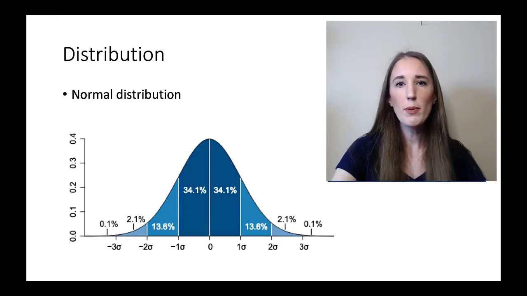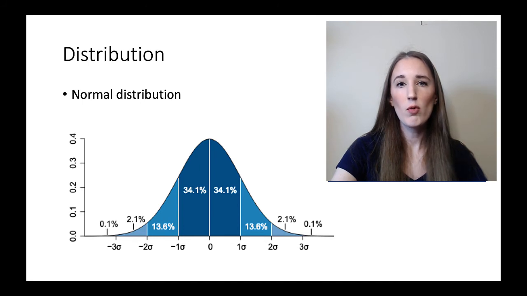Next, let's talk about how our variables are distributed. To begin with, let's look at the normal distribution. In this figure, on the horizontal x-axis, you have the value of your variable. In this particular figure, it's shown in units of standard deviations, but you could show it in raw units as well. And on the vertical y-axis, you have the frequency or the probability of that data point.